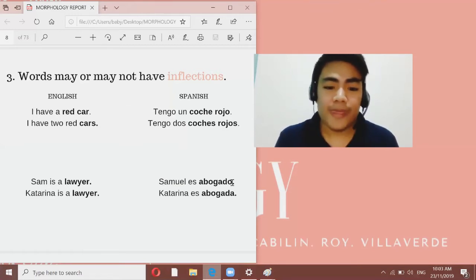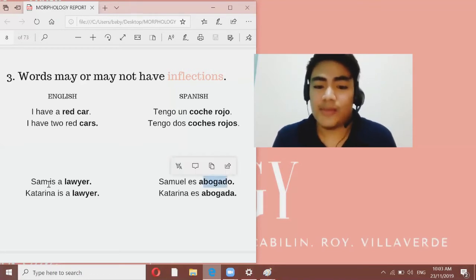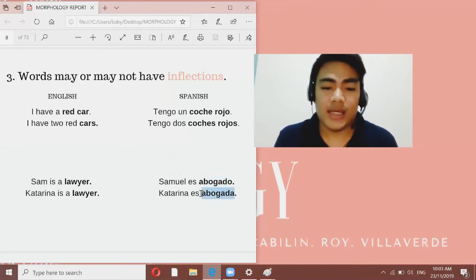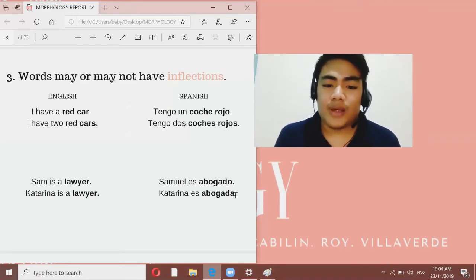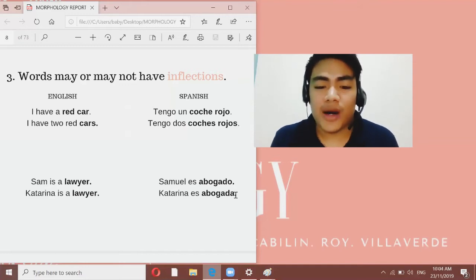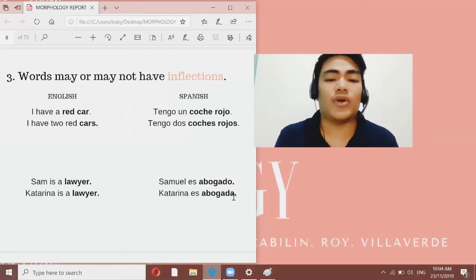For example, abogado is masculine because Sam is a male, and abogada is feminine because Katarina is a female. Okay, now what change happened here? If it's masculine, the words, specifically nouns in Spanish, may end in O, abogado in this case. And for the feminine counterpart, we have A, abogada. Abogado is masculine and abogada is feminine.